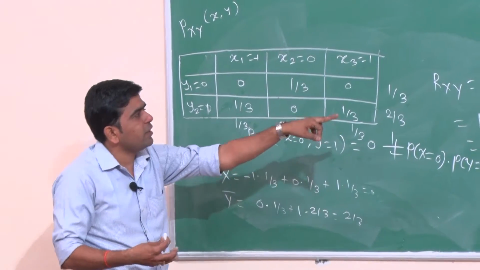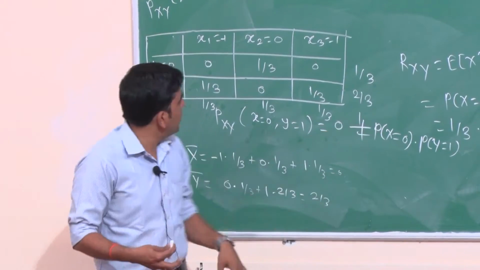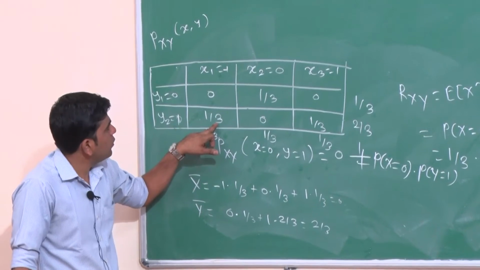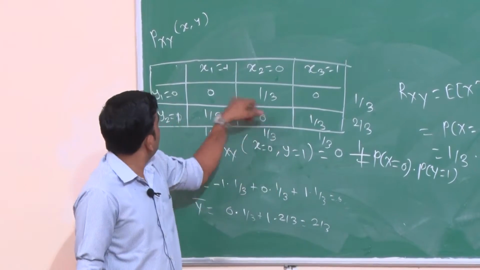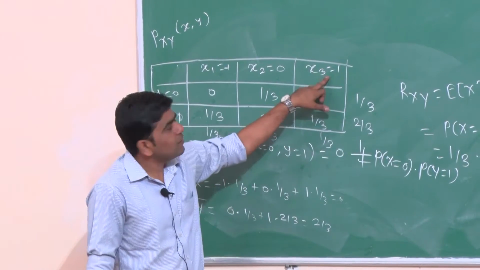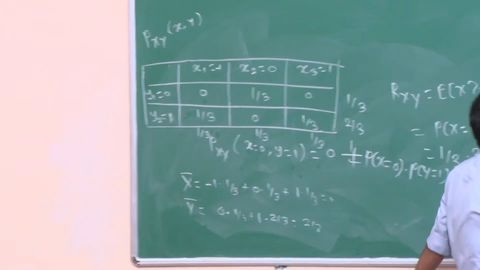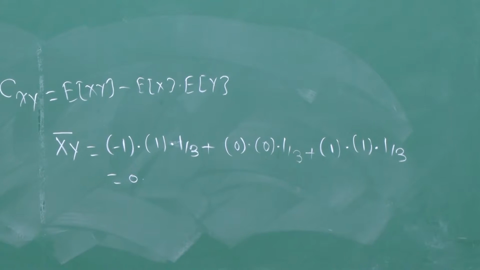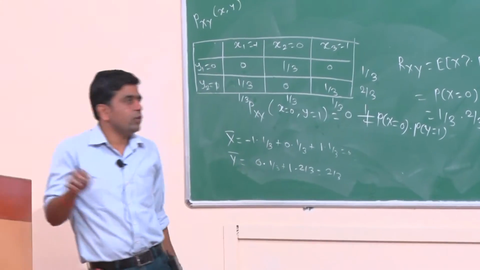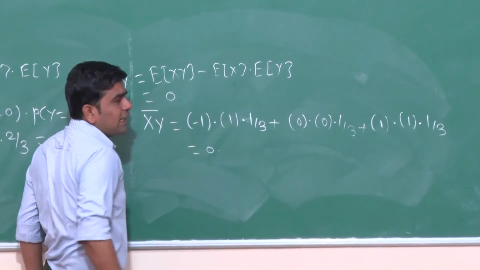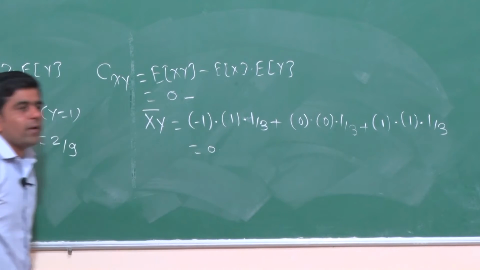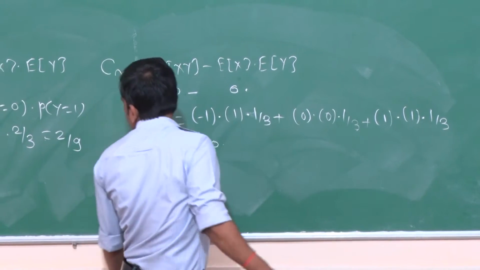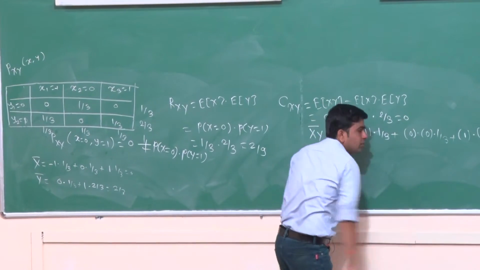Mean value for your joint probability, which is given as expected value of xy, that is xy bar, here we will get these 3 probabilities. So that's why I have calculated this one. X is equal to minus 1, y is equal to 1 by 3. Here x is equal to 0 and y is equal to 0, 0 into 1 by 3 plus x is equal to 1, y is equal to 1 by 3. So this value becomes 0, this is 1 by 3, so this is equal to 0. So here we will get expected value of xy is equal to 0 minus expected value of x into expected value of y. Here expected value of x, that is x bar, which is given as 0 into expected value of y, which is given as 2 by 3. So we will get 0.